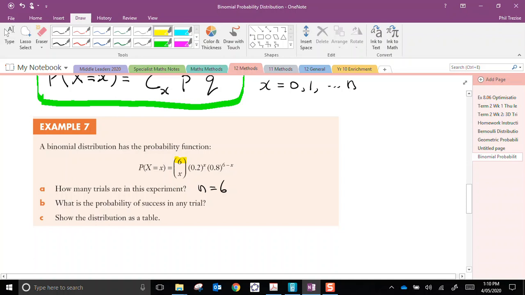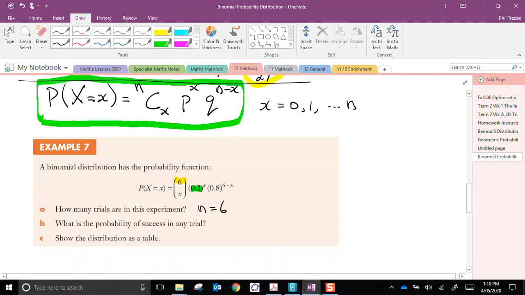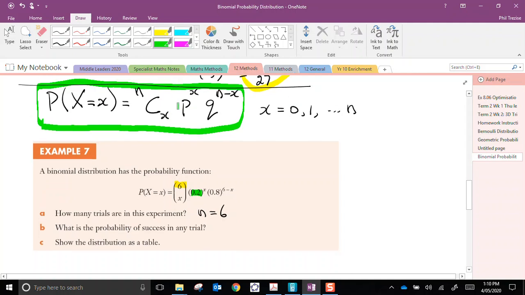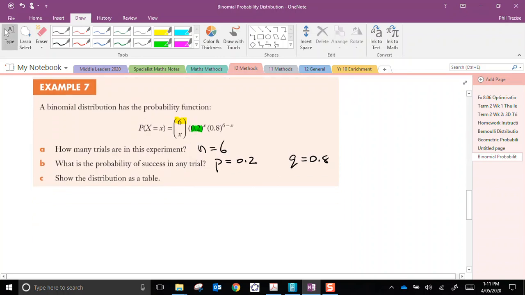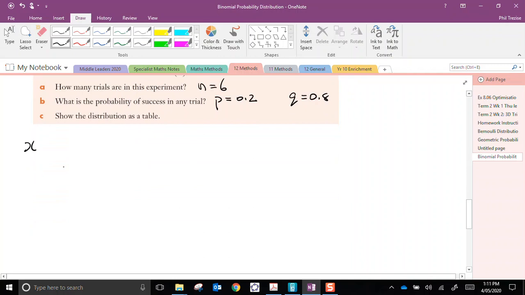What is the probability of success in an experiment? Well, that would be here. Remember, we've got p to the power of x, so that would be 0.2. The probability of success, p, would be 0.2. They didn't ask for it, but I'll just make a note that therefore fail would be 0.8, and that's what they've got next. Show the distribution as a table. So what that means is I need to put a value for x and then a value for the probability that x equals x. So that's the experimental outcome.